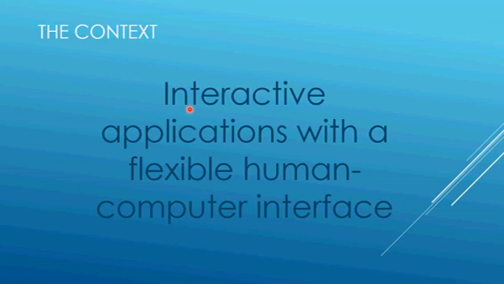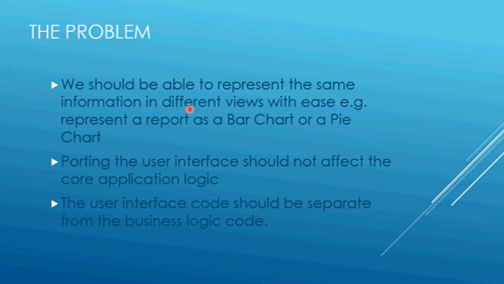When we speak about the context, the idea behind it is that as programmers, our work is to provide interactive applications to the end user. Our primary objective is to provide flexibility with respect to the interface between the end user and the computer. The problems that we face, well, there are numerous problems. The first and foremost being that we might need to represent the same information in different formats, for example bar chart, pie chart, with minimum effort. Secondly, if we port the user interface, then the transition has to be very smooth.